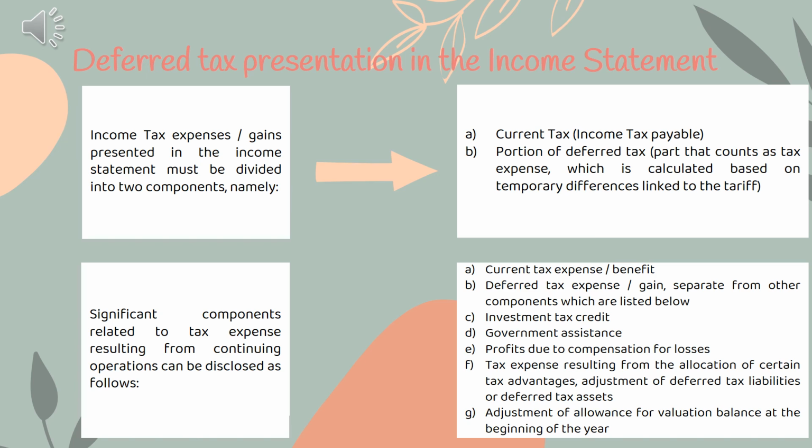investment tax credit. Next is government assistance. The next is profit due to compensation for loss. The next is tax expense resulting from the allocation of certain tax advantages, adjustment of deferred tax liability or deferred tax asset. The last is adjustment of allowance for valuation balance at the beginning of the year.